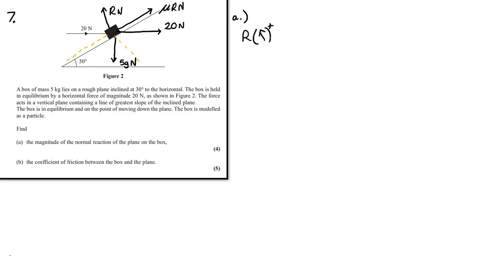The reason I'm choosing this way is because it keeps R as positive through my working, but it doesn't matter if you resolve the other way. All that'll happen is R will be negative. But as long as you do everything correctly, you will still get the same answer. I'm keeping it like this just to maintain R as positive.